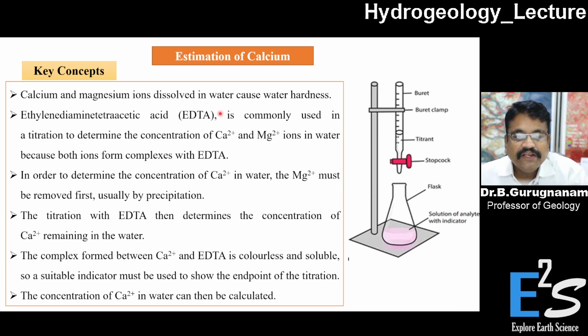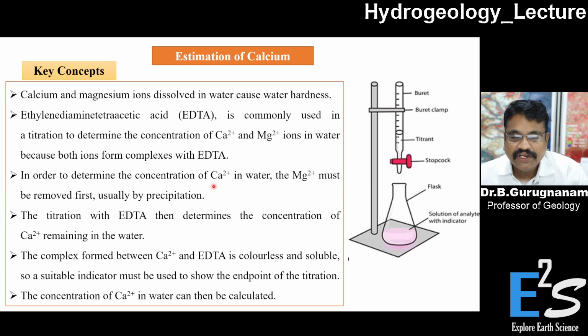We normally take EDTA solution. Calcium and magnesium ions dissolved in water cause the hardness of water, and these two parameters are important with respect to hardness. EDTA, ethylenediaminetetraacetic acid, is commonly used as a titrant to determine the concentration of calcium and magnesium. So this is the EDTA solution we are now taking, for Ca plus Mg.